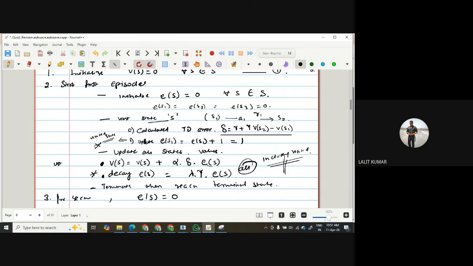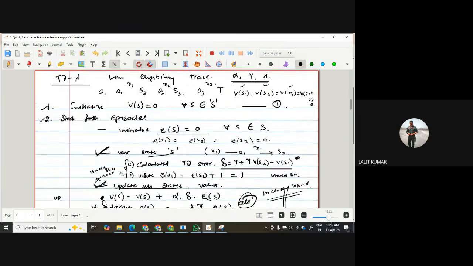Okay. So remember this chronology, how it is happening. We initialize VS = 0 at the start. We start the first episode, we initialize ES = 0. Now we visit one state, we take action, get reward, calculate TD error. Along with this TD error, we update ES1 for the visited state. After this, update all states, including VS1, VS2, VS3, and now decay ES for all. Terminate when we reach the terminal state. Now for the second episode, again initialize ES = 0. This is all eligibility trace.